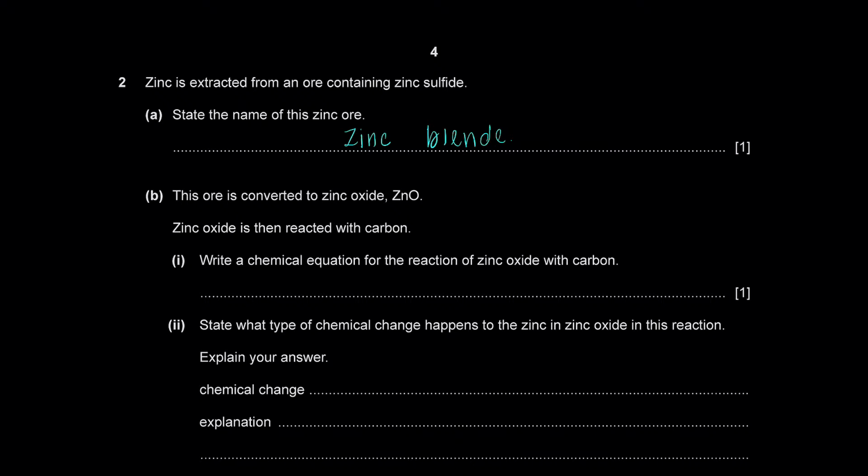Zinc oxide is then reacted with carbon. Where are they going with this? Write a chemical equation for the reaction of zinc oxide with carbon. Bismillah. Okay, zinc oxide with carbon. Very reminiscent of what equation? This is a metal displacement equation they're referring to, and you'll form carbon dioxide and zinc, right? And to balance it out, put a 2 here and a 2 here. Easy?